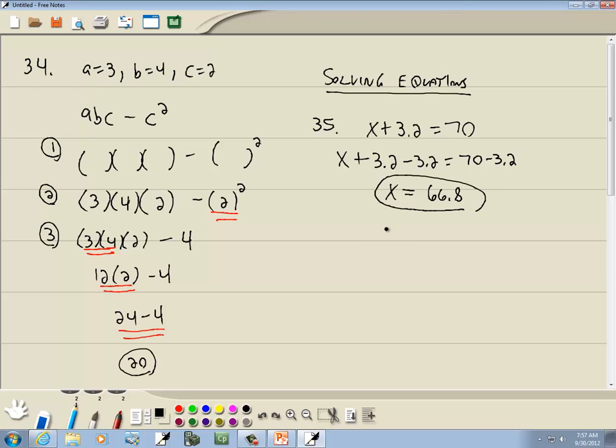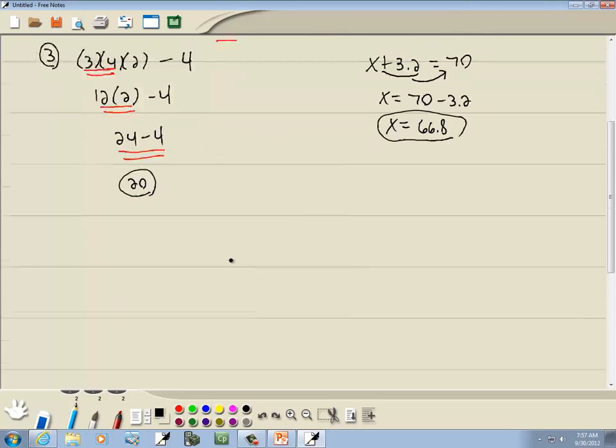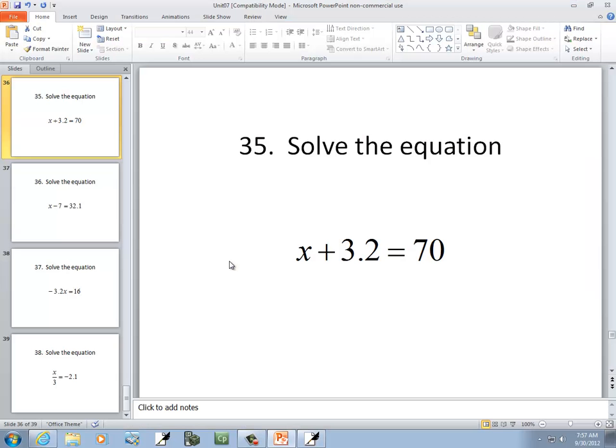Now another way of thinking of this one. We got x plus 3.2 is equal to 70. You can simply take the number over to the right side, and anytime you take anything across your equals, the sign changes. So it becomes a negative 3.2. And then 70 minus 3.2 gives us 66.8. That's another way of thinking of it. Let's look at our next problem.